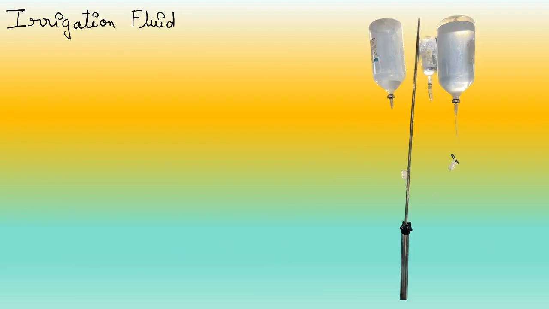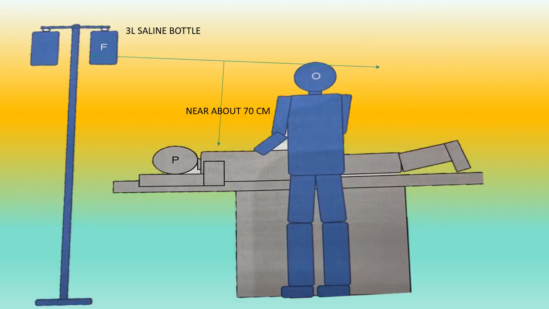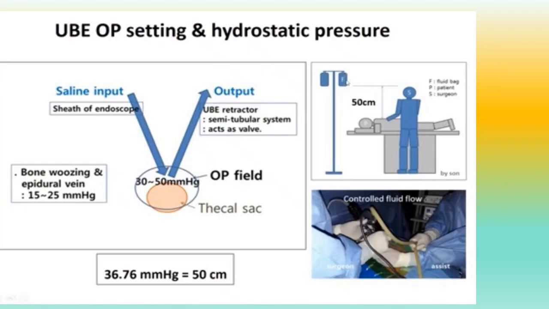This is our setup, 3 liter saline. This is the height. This is input and output. The more important thing is the output channel should be unobstructed. If it is obstructed, the fluid will accumulate here, blood will not be washed out, and your field will not be good for operation, and you may create complications. So it is very important.